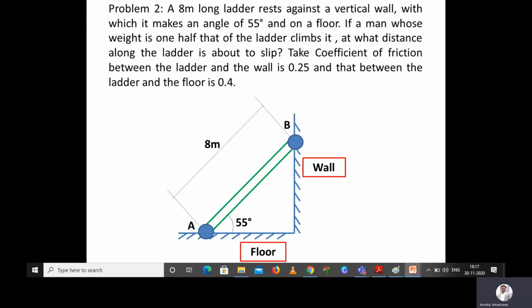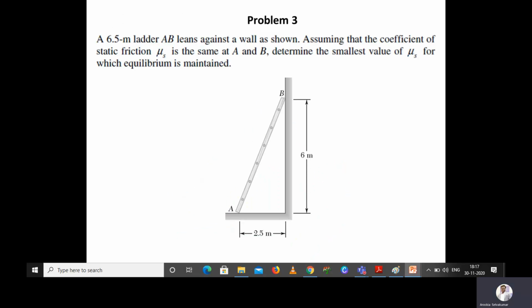Okay, the next one: a 6.5 meter ladder AB leans against a wall as shown in the figure. Assuming that the coefficient of static friction μs is the same at A and B, determine the smallest value of μs for which equilibrium is maintained.